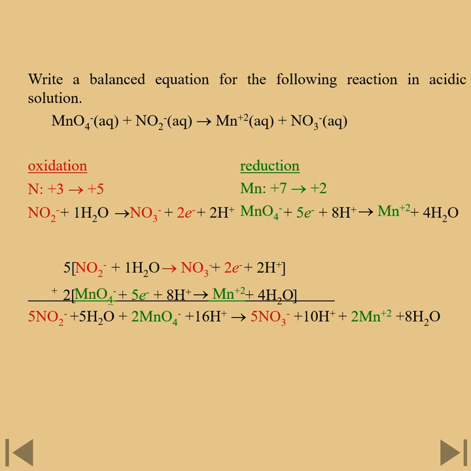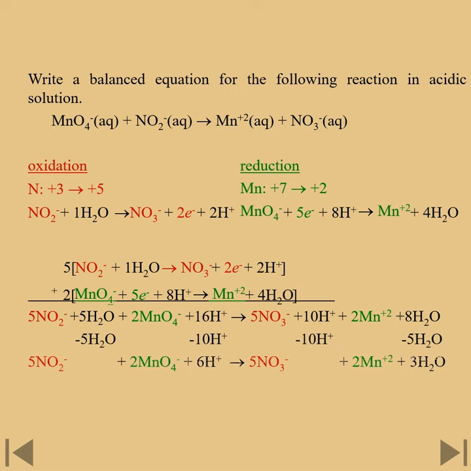And note we have waters and hydrogens common to both sides, so we're going to reduce both sides by the smaller number. So it'll be the 5 waters. That gets rid of waters from the left. And the 10 hydrogen ions, which gets rid of the hydrogen ions from the right. And there's our final balanced equation.